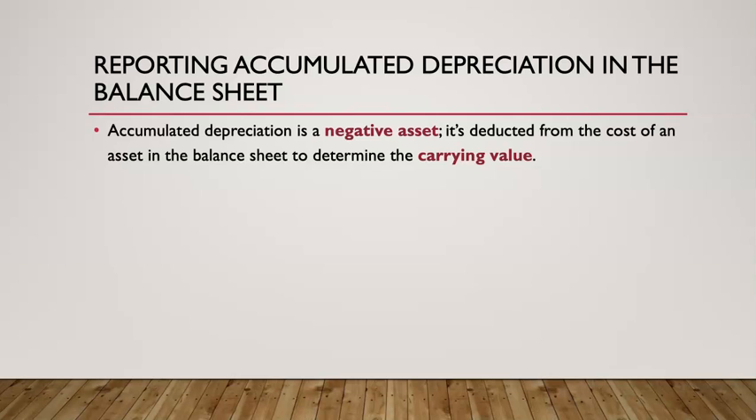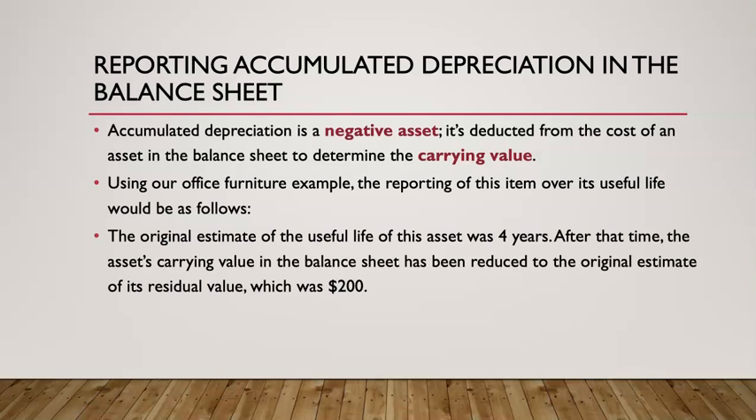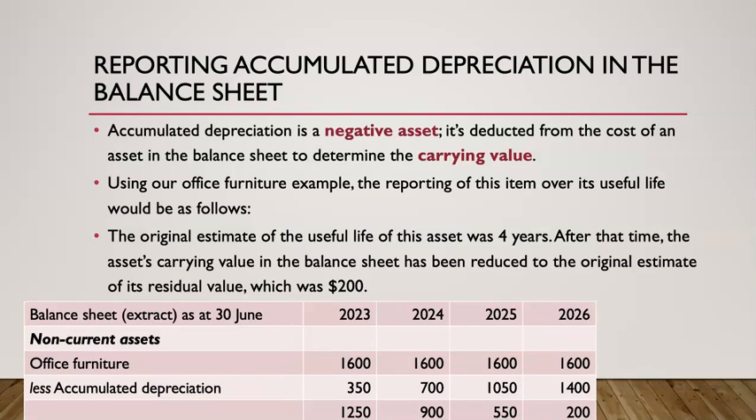So how do we report this in our balance sheet? Accumulated depreciation is a negative asset that is deducted from the cost to determine the carrying value, how much it is worth at the point in time. Using our understanding that we've just talked about, it is going down in value by $350 per year. So it's going to look like this for each extract of our balance sheet.